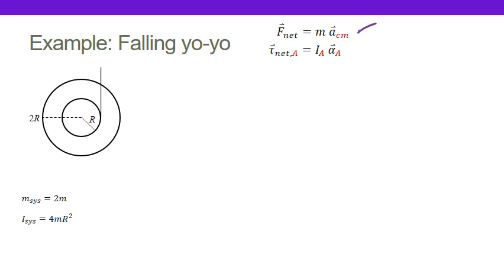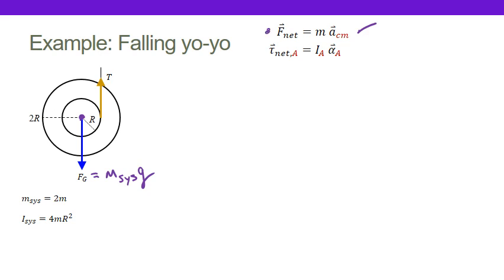First, we need to say what our forces on our system are. There are 2 forces. The first one is, of course, gravity. Gravity acts through the center of mass of my system, and it has a magnitude equal to the mass of my system times the acceleration due to gravity. There's also a tension. It points upwards in the string, and that's it.